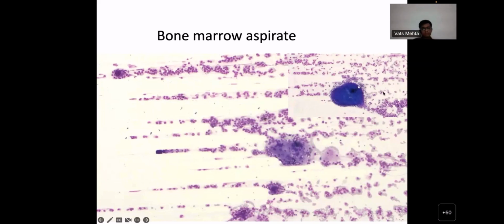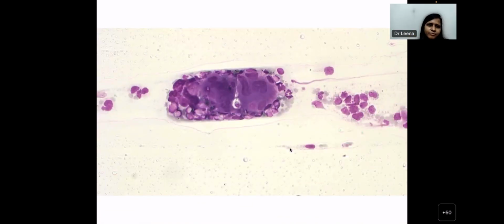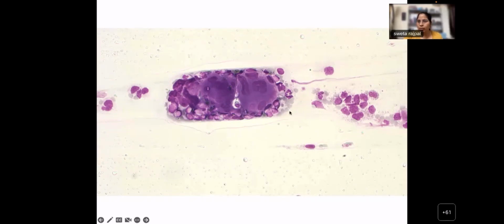Lena, what is your finding in this slide? Ma'am, it is hypercellular, and I can see megakaryocytes in this slide. Right. And if we look at the megakaryocyte, do we think it is normal or abnormal? Abnormal, ma'am. I think it is abnormal because there is fragmentation of the nucleus.